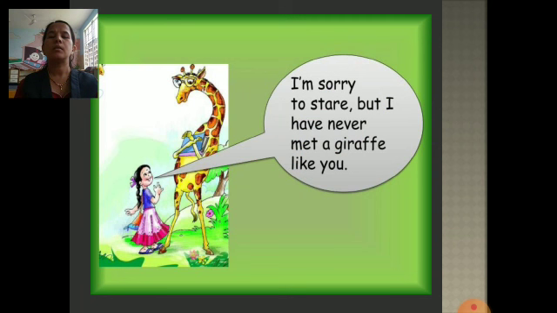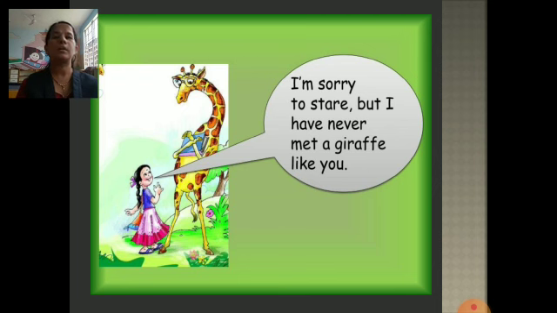So, when Haldi meets the giraffe, she starts staring at the giraffe because the giraffe is too tall, right? The giraffe is the tallest animal and it can eat grass and leaves from plants, right? And it can even take leaves from the trees which are growing tall.